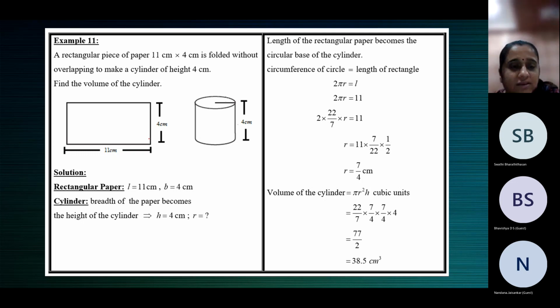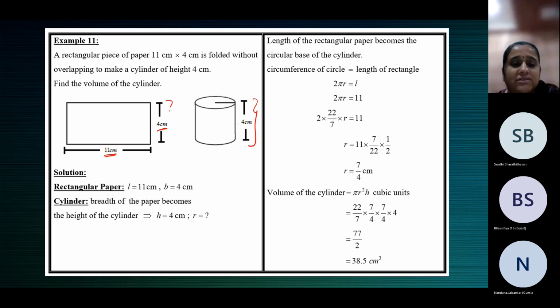So we are given a rectangular piece of paper, length 11 centimeters, breadth 4 centimeters. Now this is rolled and made into a cylinder. So we know that the cylinder is open from both the ends. The height of the cylinder is 4 centimeters. We need to find the radius of the cylinder.